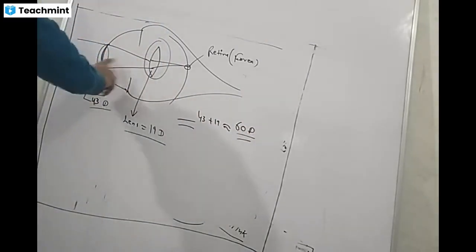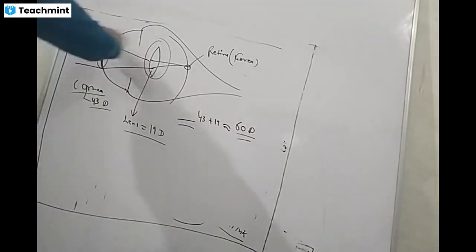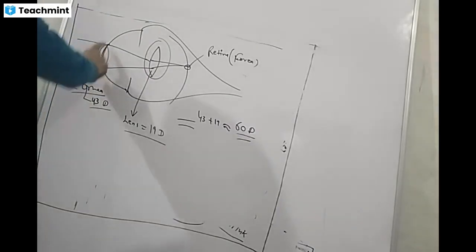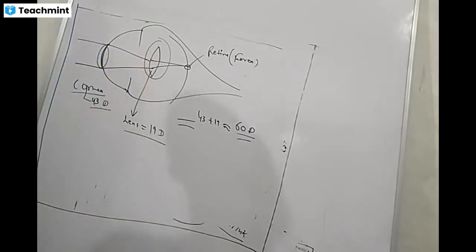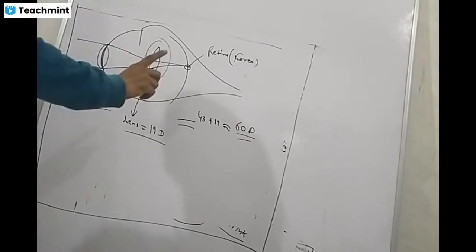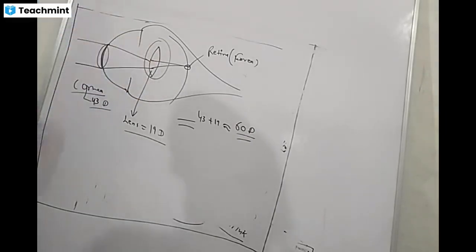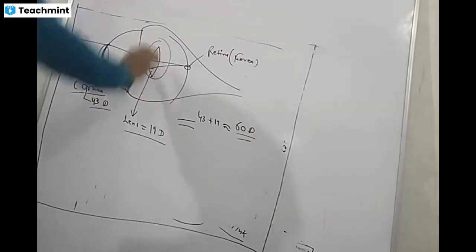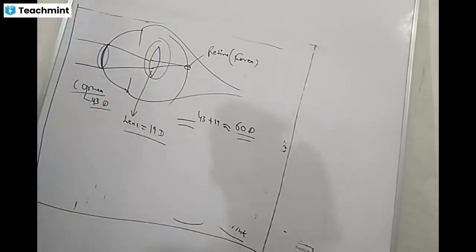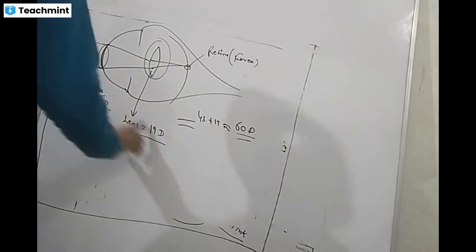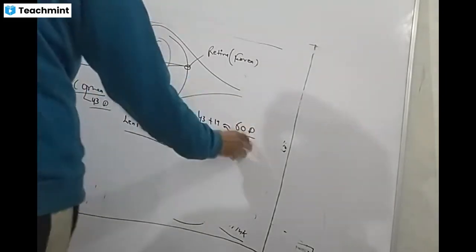So there are two surfaces to bend the light. One is the cornea, one is the lens. The cornea has more power to bend the light than the lens. The power is 43 diopter. The lens has less power, 19, which makes the total power of the eye 60 diopter.